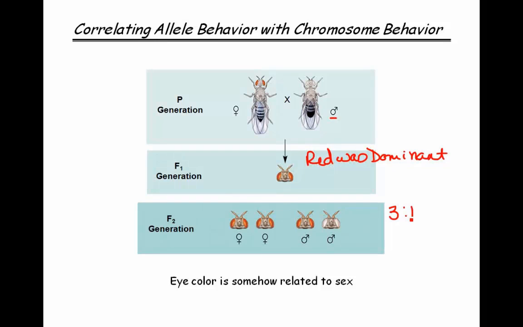At this time in history, there were microscopes available. Microscopes could be used to visualize the chromosomes inside the fruit flies. So Morgan already knew that there was a chromosome difference between the male and female fruit flies. Well, as it turned out, this eye color gene happens to be located on the sex chromosomes. Specifically, it's on the X chromosome.